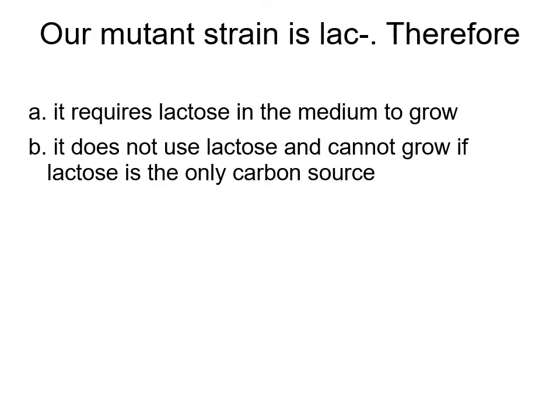A mutant is Lac-, therefore A requires lactose to grow. It does not use lactose and cannot grow if lactose is the only carbon source. So the answer, of course, is B. Keep that in mind.